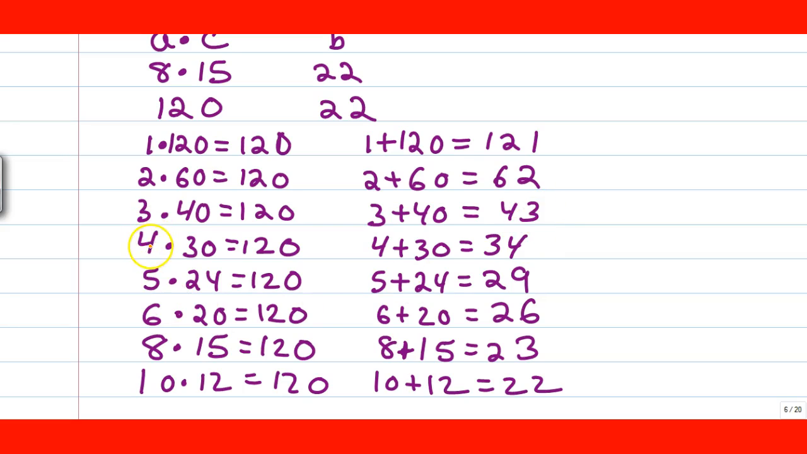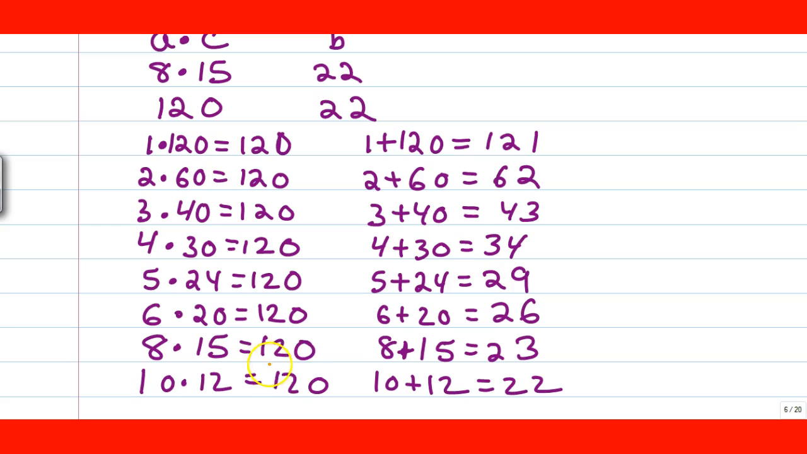That one didn't work. So 4 times 30 will make 120. Well, 4 plus 30 equals 34. So that one didn't work. So I move on to 5. 5 times 24 is equal to 120. 5 plus 24 equals 29. I'm still too high. So I move on to the next one. 6 times 20 is equal to 120. 6 plus 20 equals 26. I'm starting to get a little closer here.